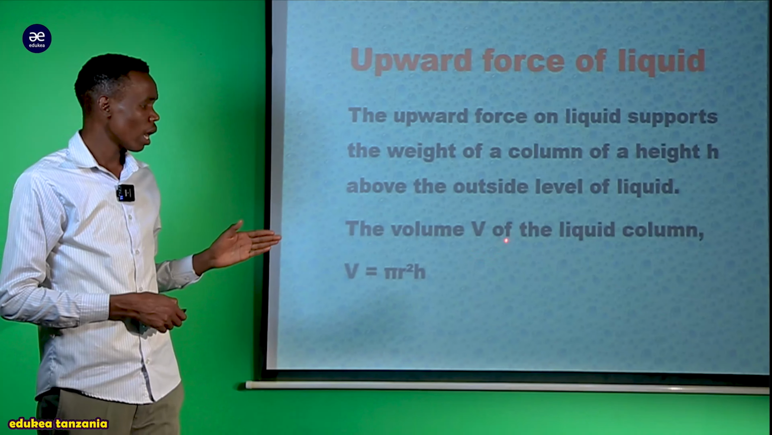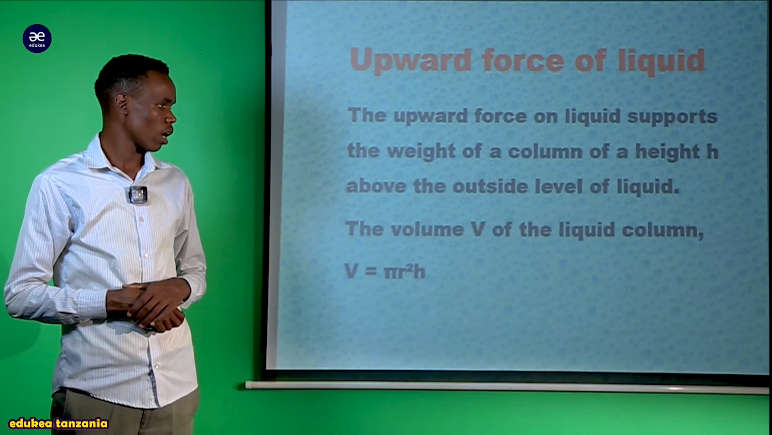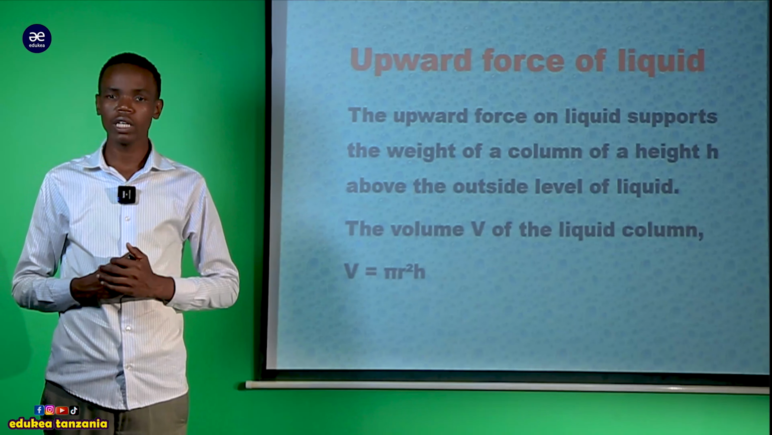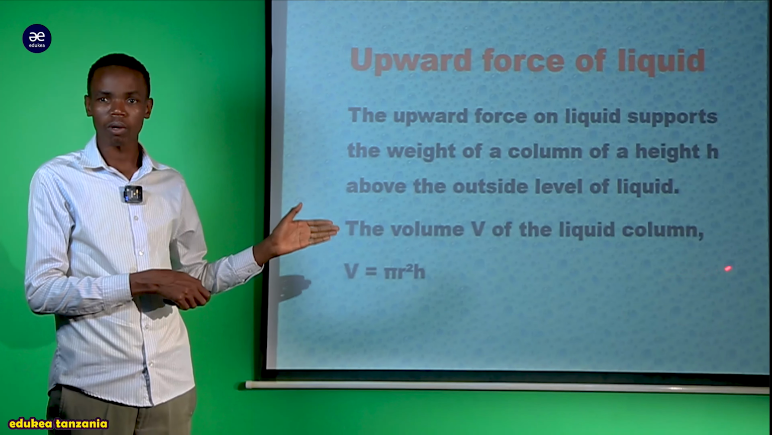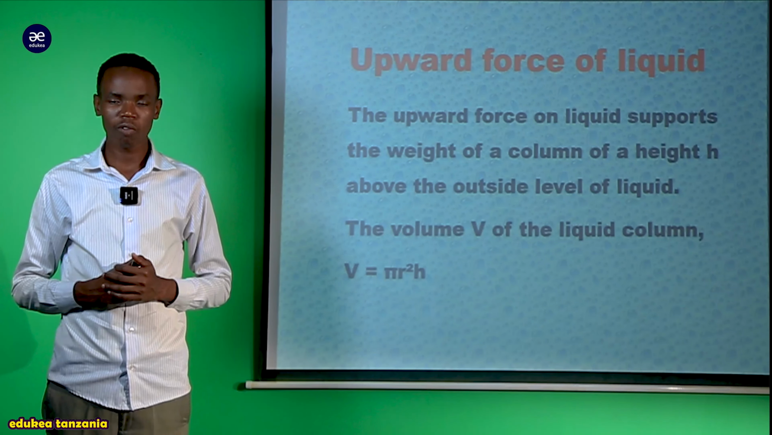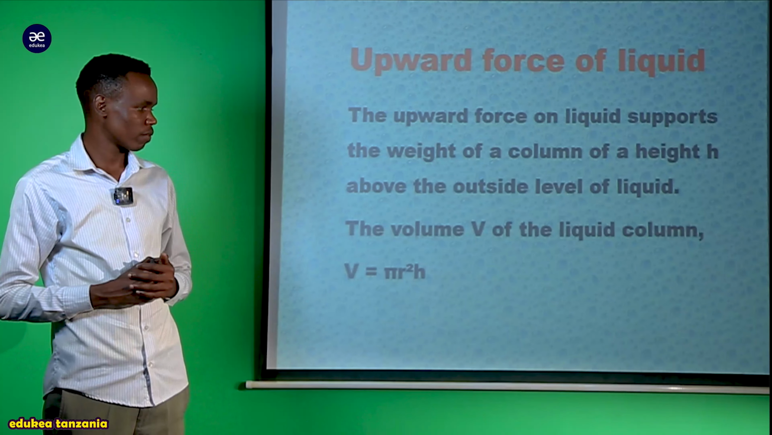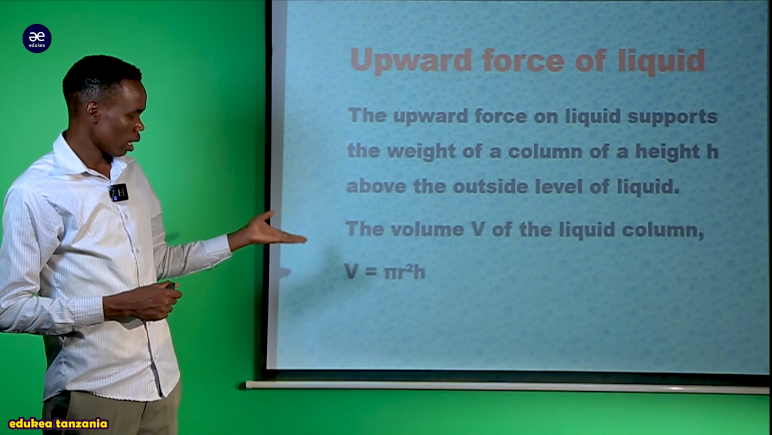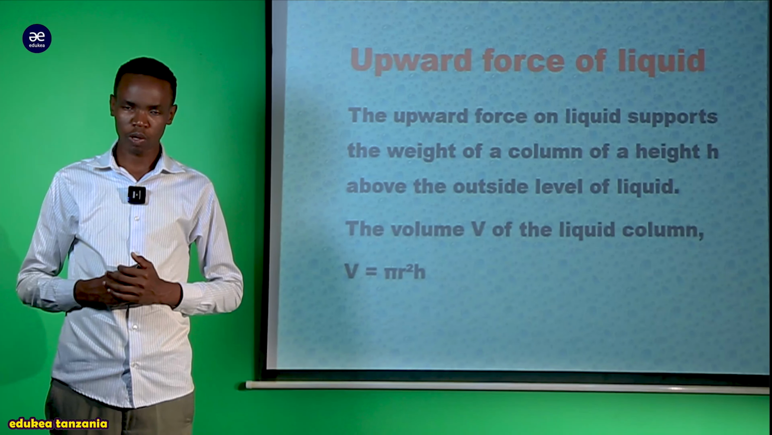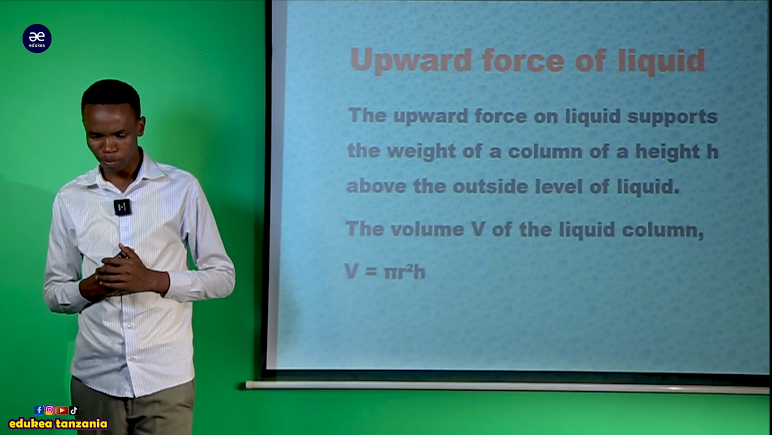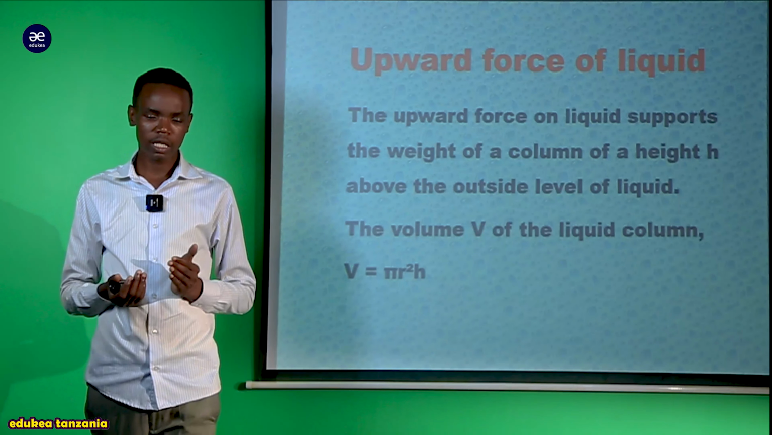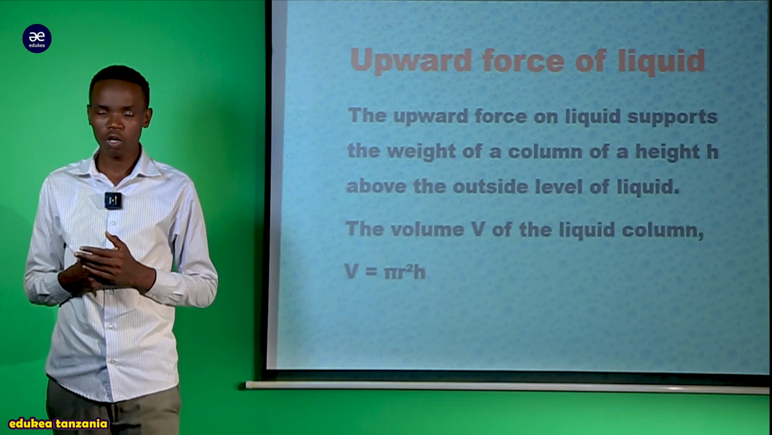Now, the volume V of the liquid column is represented by the symbol V as we observe here, my lovely students. Its formula is pi r square h. Why do we say that the volume of the liquid column must equal pi r square h? Because it occurs in the presence of the height.